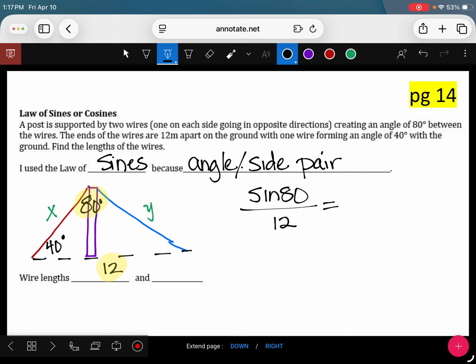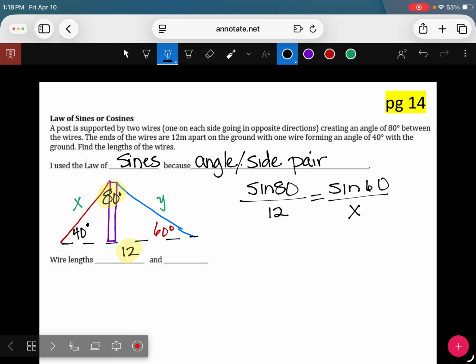oh wait, before we get started, how do we find this angle? If this is 80 and this is 40, what would this one be? 60. We're going to do triangle sum. We're taking 180 minus 80 minus 40. So that leaves us with 60 degrees. Okay, so now we're ready. So when I'm trying to find x, I'm going to use the sine of 60 because that's opposite of my wire x.